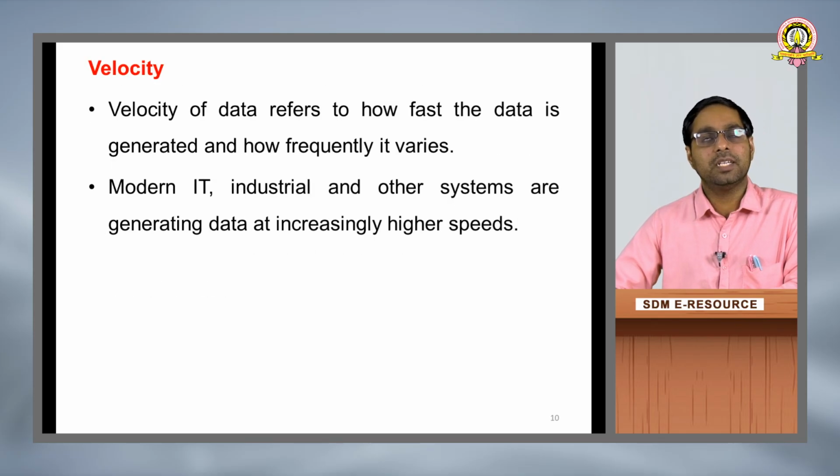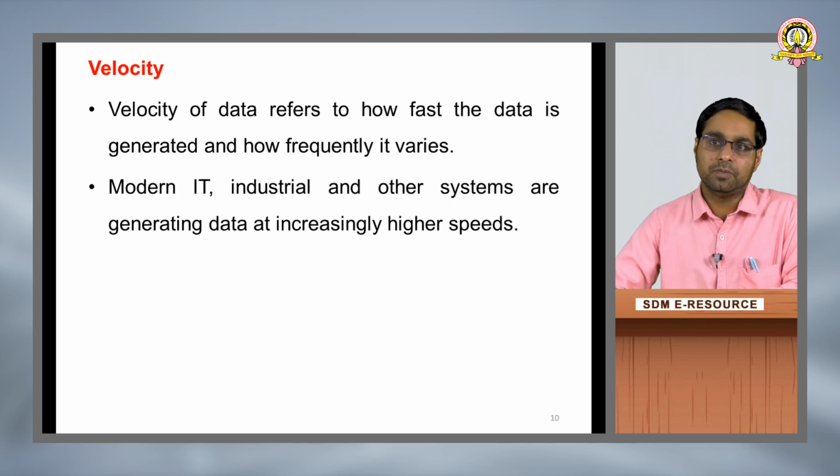The next characteristic of big data is velocity, the speed at which data is being generated and how frequently this data varies. Modern IT, industry and other systems are generating data at an increasingly higher speed. The data is being generated at a very high speed right now. So, that is the second characteristic of big data, velocity.